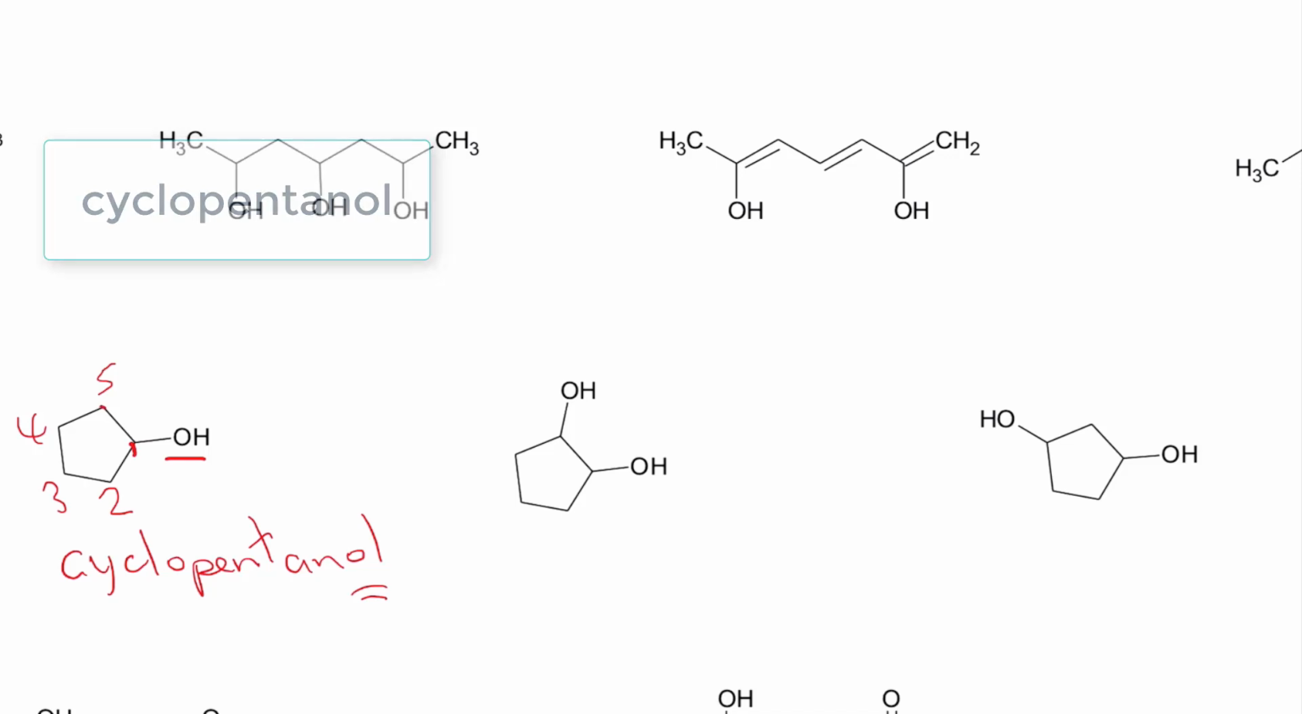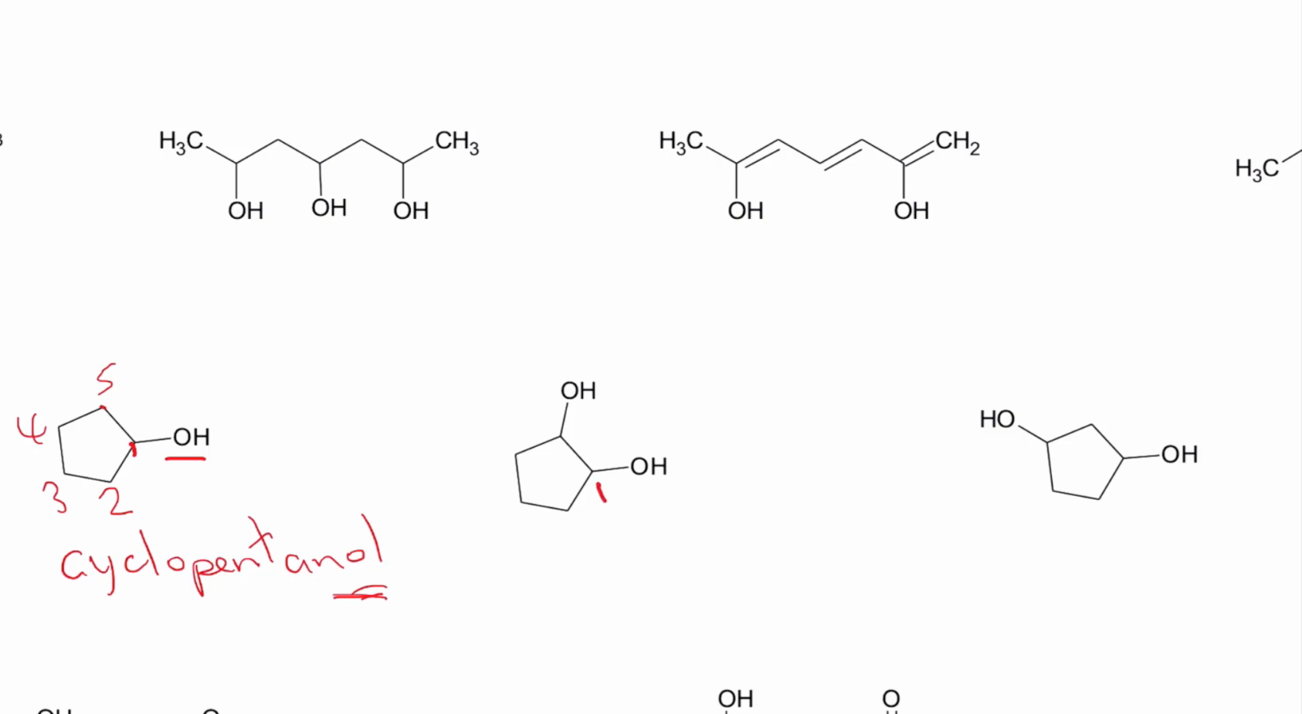No matter where that alcohol is, as long as it's a single alcohol and there's no other substituent on it, I can reference this as the number 1 carbon. It's just automatically implied. Once I now have a second alcohol, this is a cyclopentanol again, but I have 2 of them, so it's a diol.